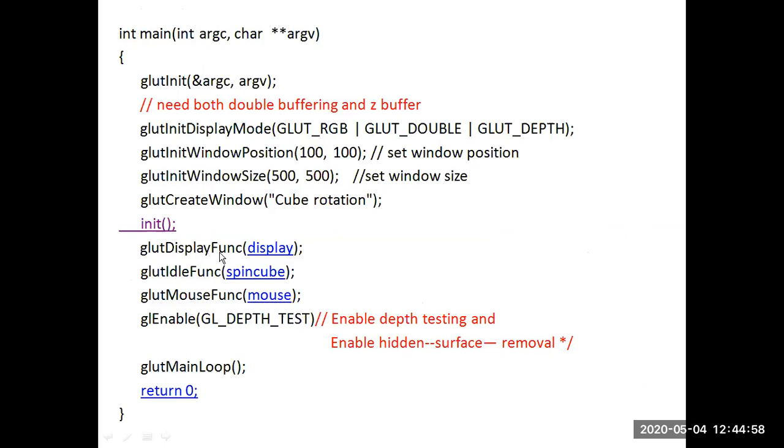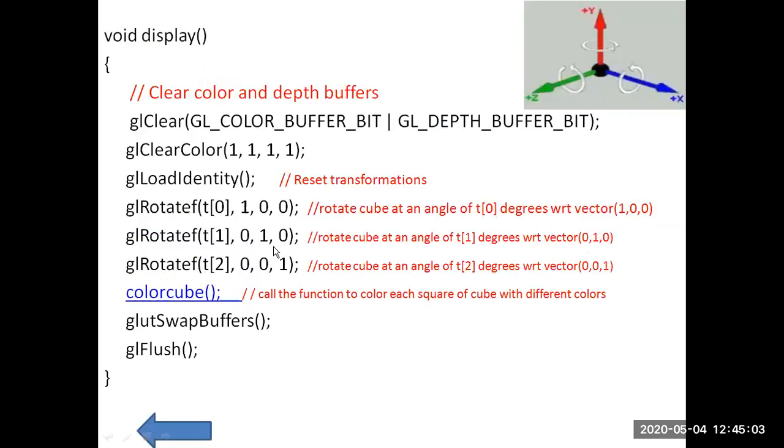GLUT display function. A callback display function is registered in the main function. So in the display function, glClear will clear the background color set for the window by setting the constant GL_COLOR_BUFFER_BIT with GL_DEPTH_BUFFER_BIT constant. Okay, so this clears the color and the depth buffer. glClearColor sets the background color of the window.